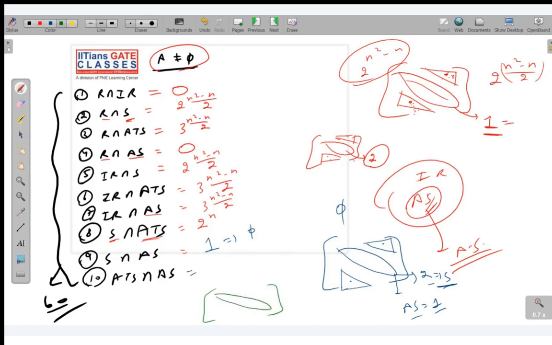What was antisymmetric saying? Diagonal: 2 possibilities. 2 possibilities, and only 1 by asymmetric. So obviously we will take the lesser part, 1. And what about my off diagonal? They were saying the same thing only. Either both are absent, or both are present. Sorry, both are absent or 1 present, 1 absent. So 3 possibilities. So 3 power (n square minus n)/2.